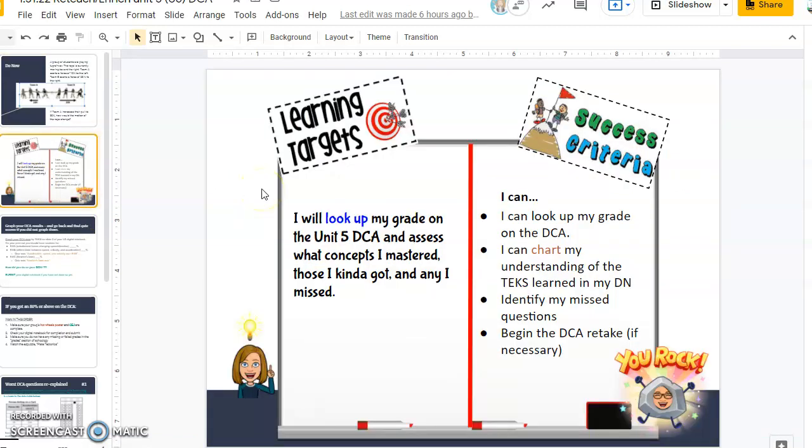So now today I'm going to look at my grade on the Unit 5 DCA, and assess what I missed, mastered, kind of got, and any I missed. I can look up my grade, I can chart my understanding, and I can identify my missed questions and begin the retake if necessary. So here's what we're going to do.